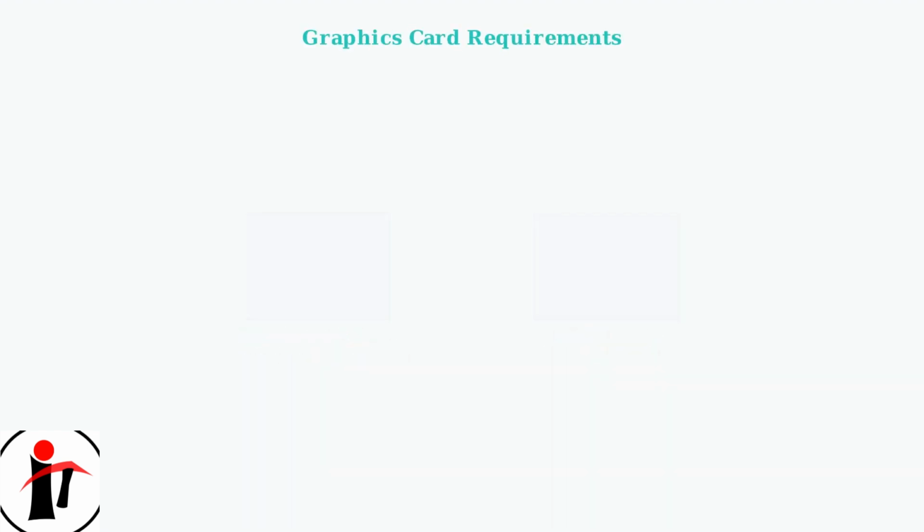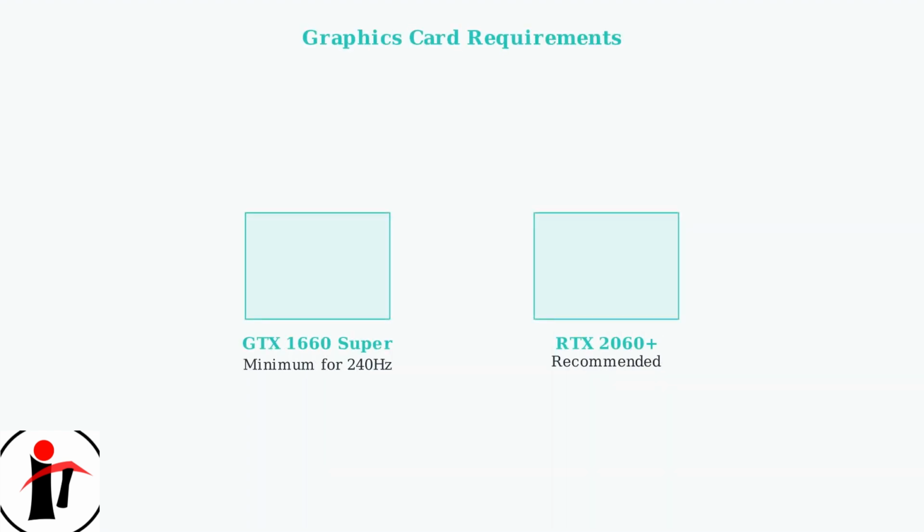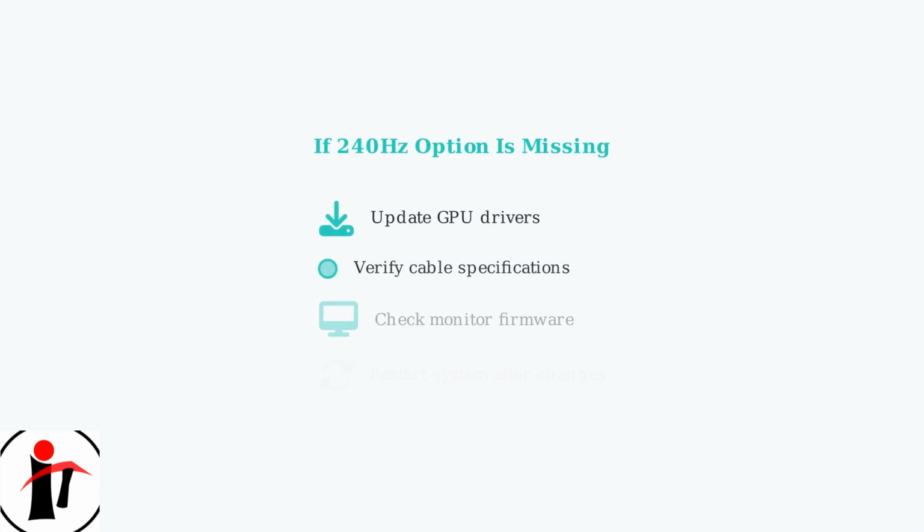Your graphics card must be powerful enough to drive 240 frames per second. The GTX 1660 Super represents the minimum requirement, while RTX 2060 or better is recommended for consistent 240 Hz performance across various games. If the 240 Hz option doesn't appear, try these troubleshooting steps.